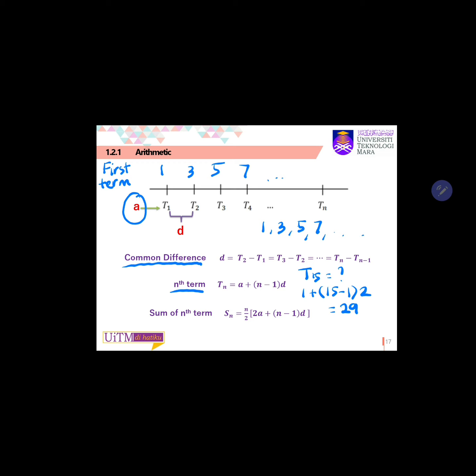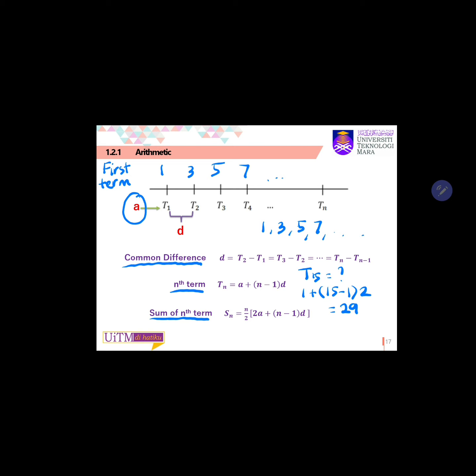Okay, the next formula is the sum of n terms. What is the sum of n terms? It is the total sum of the terms that you have. Let's say you have 1, 3, 5, 7 and you want to know the sum. What you can do is take 1 plus 3 plus 5 plus 7. So that is the sum of the n terms. Here you have only 4 terms, so you can add up manually: 1 plus 3 plus 5 plus 7.